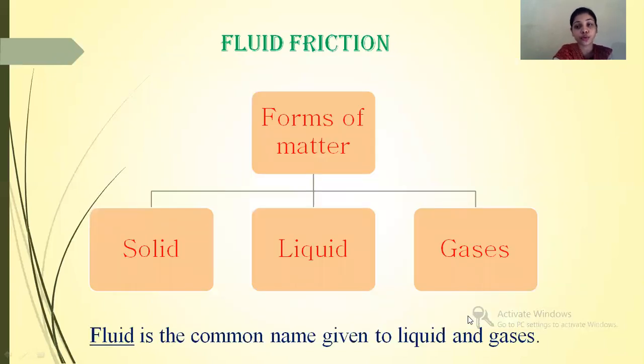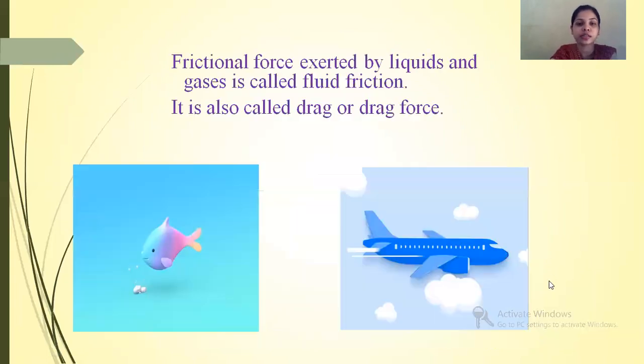Now next is fluid friction. What is the term fluid? We know the states of matter. There are three states of matter: solid, liquid, and gases. The word fluid is the common name given to liquids and gases. Up till now we learned about solid friction, or we can say dry friction, right? But now we will study fluid friction. In fluid friction, liquids and gases come together.